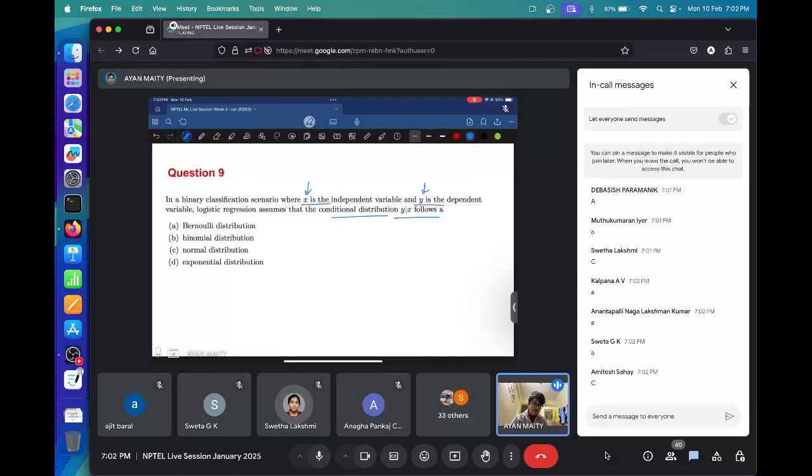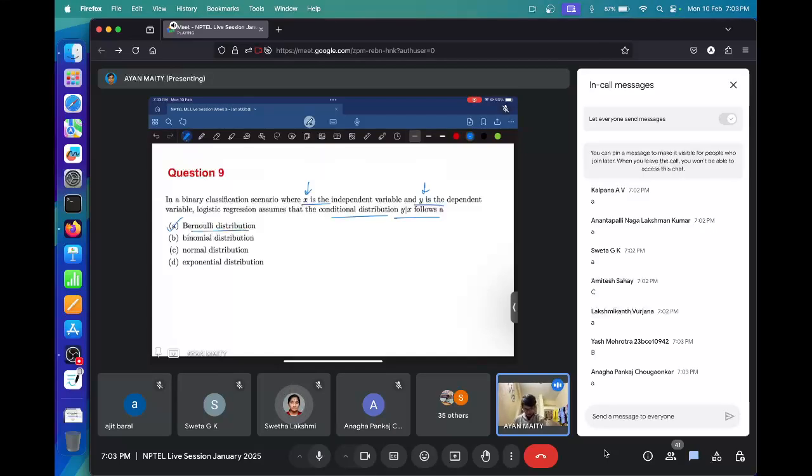Amitesh Sahai says option C. Lakshmikant Bhurjana says option A. Yash Mehrotra says option B. Because the correct answer is Bernoulli distribution.